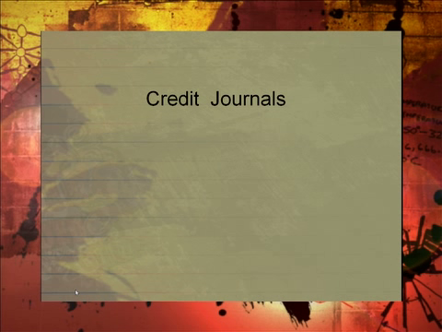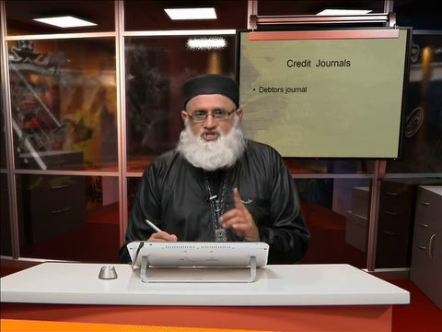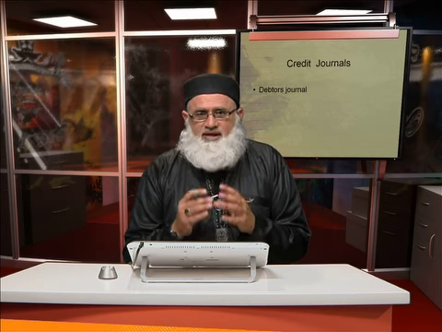Obviously, all your credit transactions will be recorded in specific journals. That's right, these are specialized journals. And what do they record? They record our credit transactions, which give rise to debtors and or creditors. In other words, you have a debtors journal, which is, like I said earlier, a specialized journal. What will it do? It will record all the transactions dealing with credit sales.